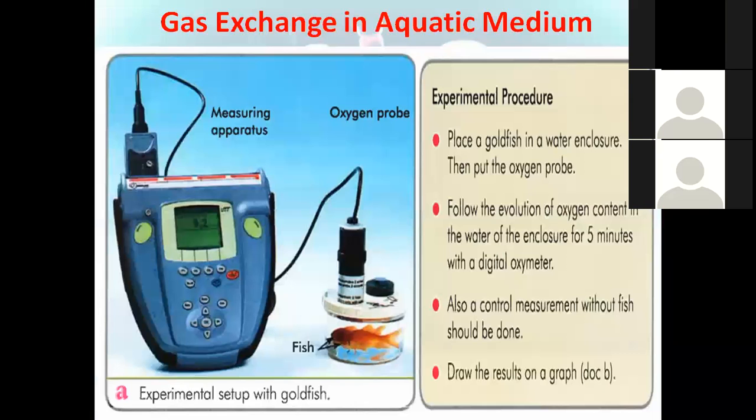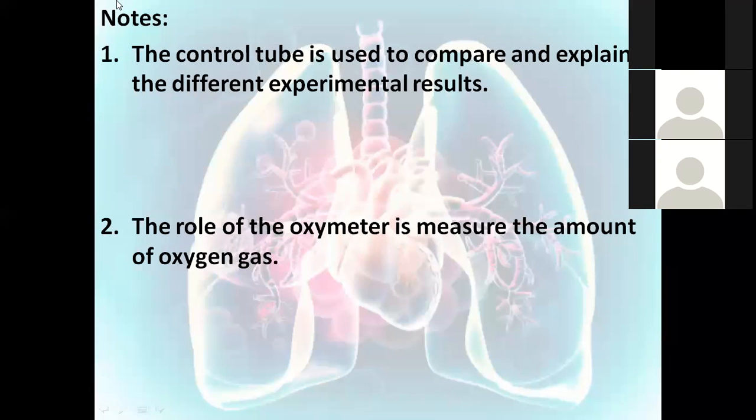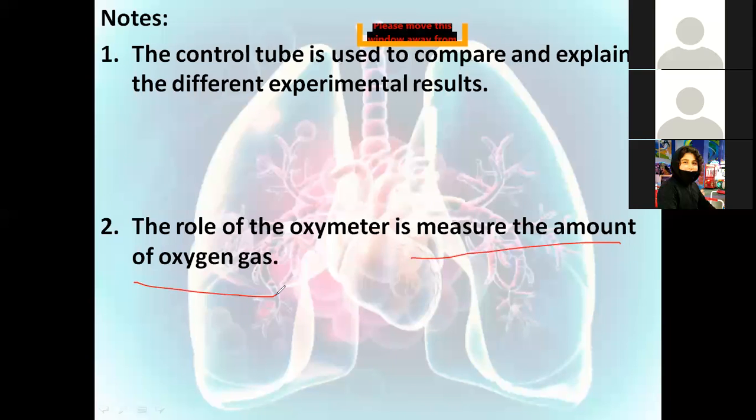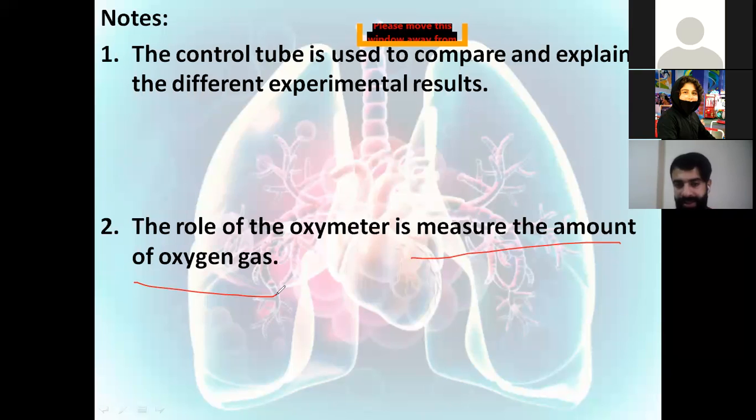Yes, Adam. What is the role of the oximeter? It's used to measure the amount of oxygen gas. Yes. Okay, so the role of the oximeter is to measure the amount of oxygen gas. Thank you, Adam.